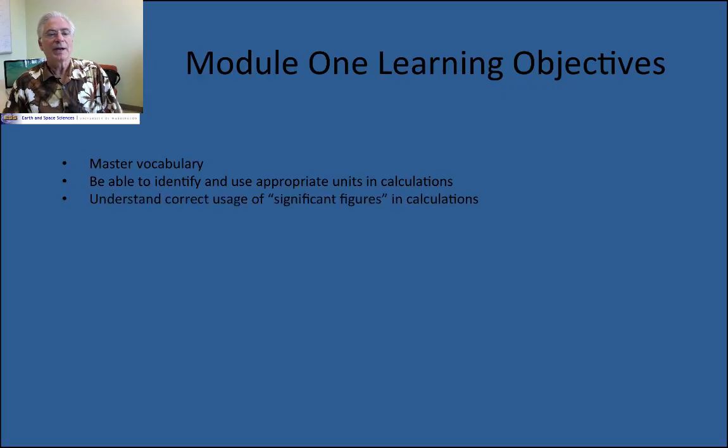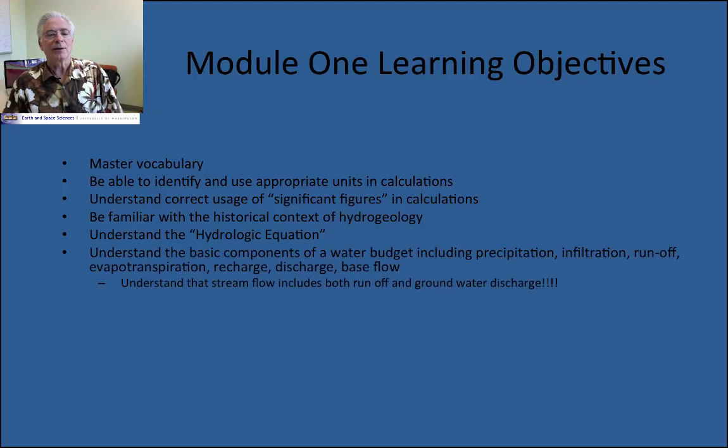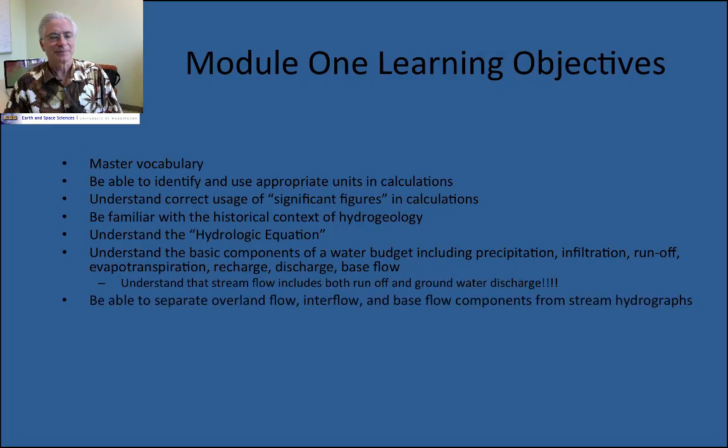Here for Module 1, I want you to understand correct usage of significant figures in calculations. I want you to be familiar with the historical context of hydrogeology. You need to understand the hydrologic equation and all the basic components of the water budget, including precipitation, infiltration, runoff, evapotranspiration, recharge, discharge, base flow. You will need to understand that stream flow includes both runoff and groundwater discharge.